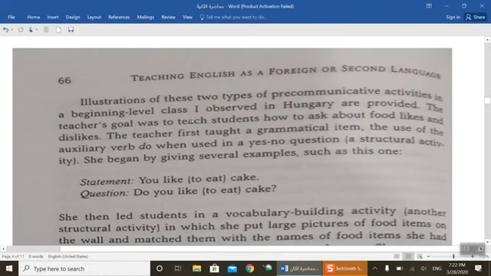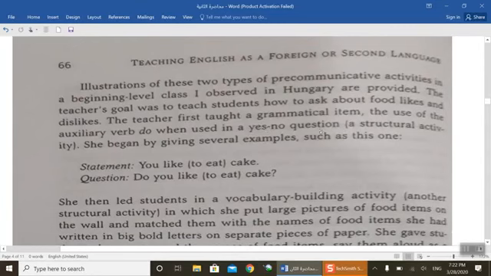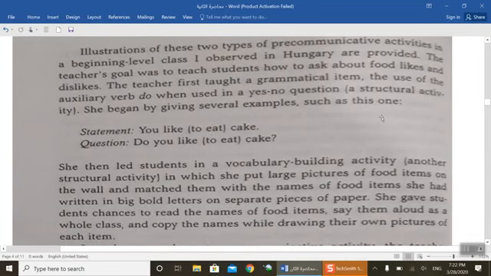With the beginning level class I observed in Hungary, examples are provided. The teacher's goal was to teach students how to ask about food likes and dislikes. The teacher first taught a grammatical item, the use of the auxiliary verb do when used in a yes/no question. This is a structural activity, type one. For example, she began by giving several examples such as this one.